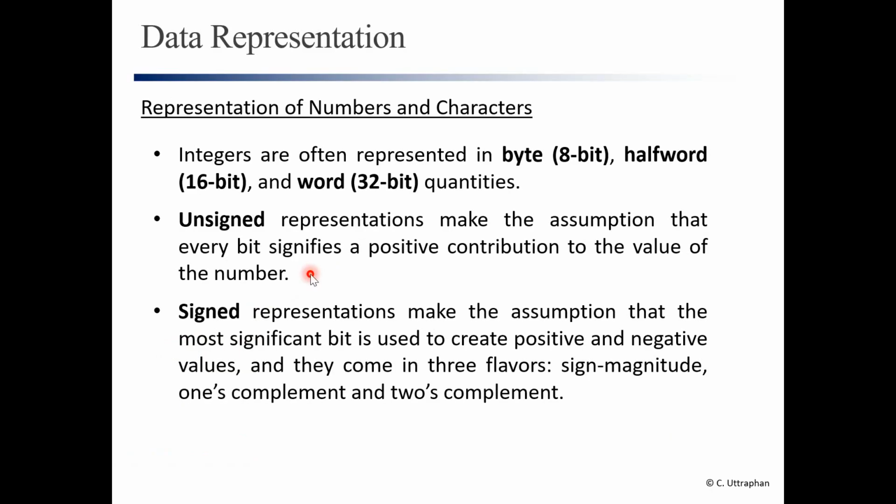The unsigned representations make the assumption that every bit signifies a positive contribution to the value of the number. Signed representations make the assumption that the most significant bit is used to create positive and negative values, and they come in three flavors: sign and magnitude, 1's complement and 2's complement. We have learned this in digital design, where the computer uses 2's complement to represent a negative number and for computation.